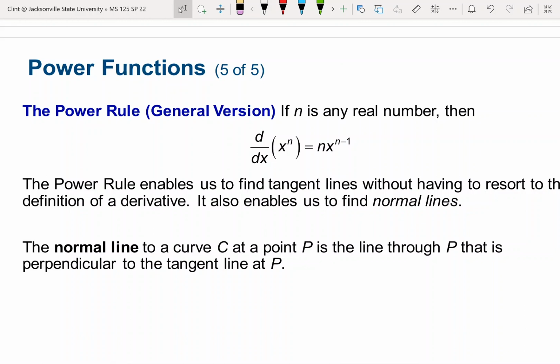And our textbook throws this other idea in right here. It's not a difficult concept. So we've been finding derivatives, so we're thinking about finding tangent lines to our functions. Something else that can be useful is finding something called a normal line.